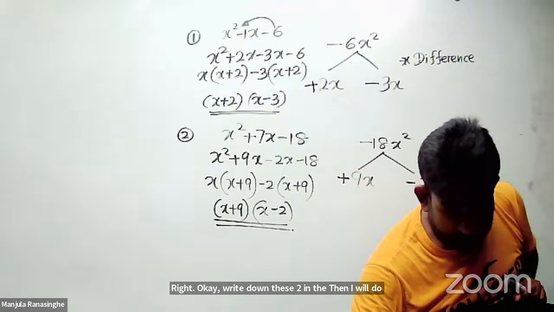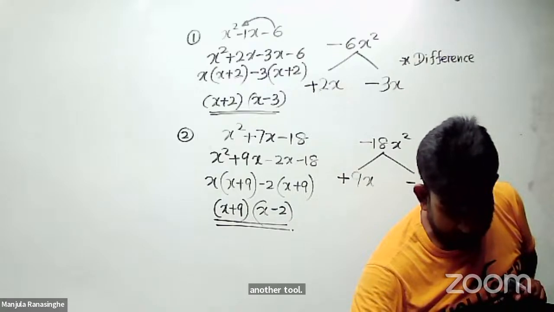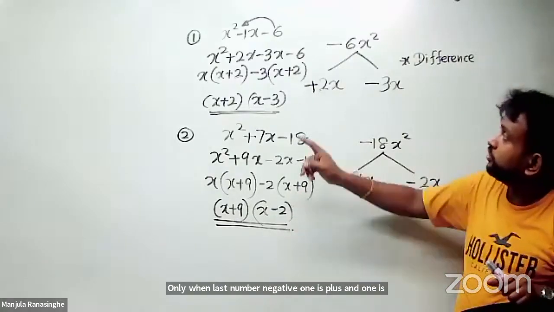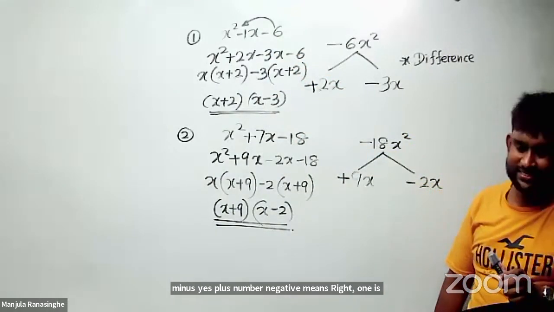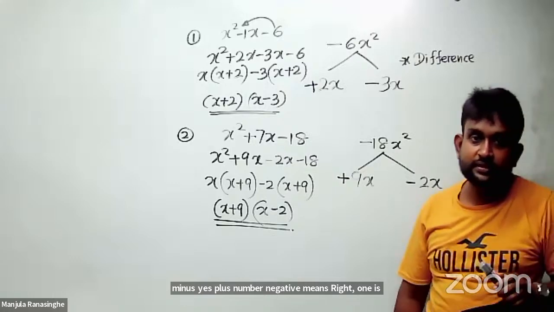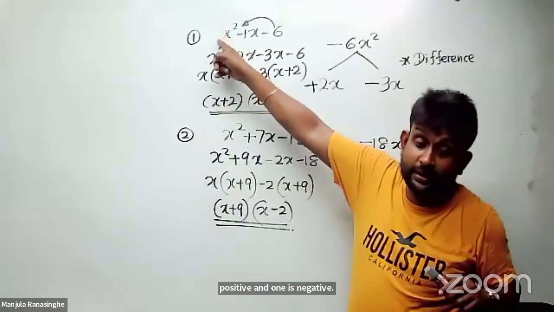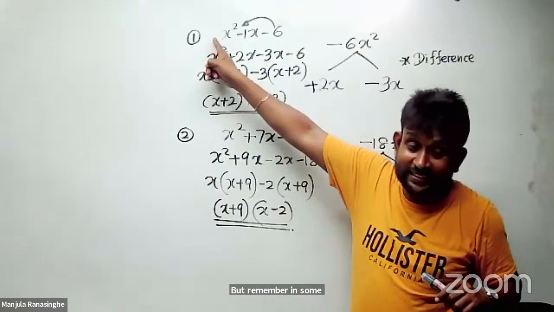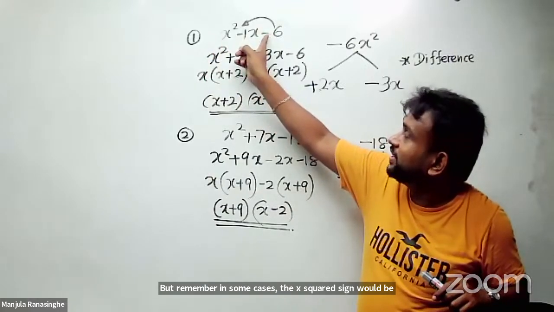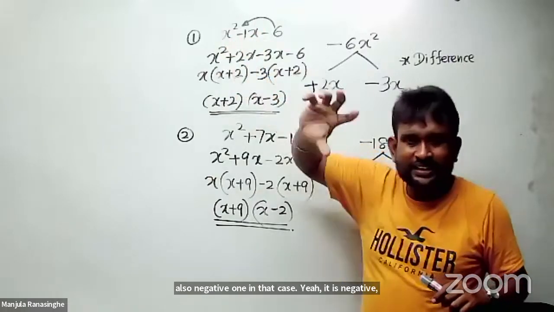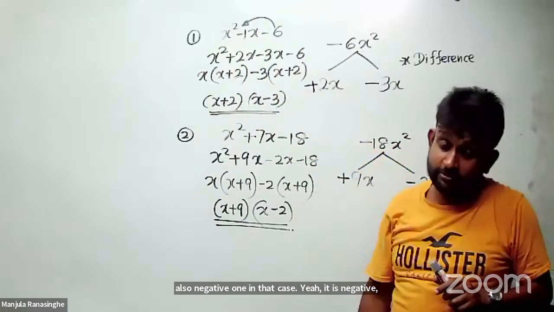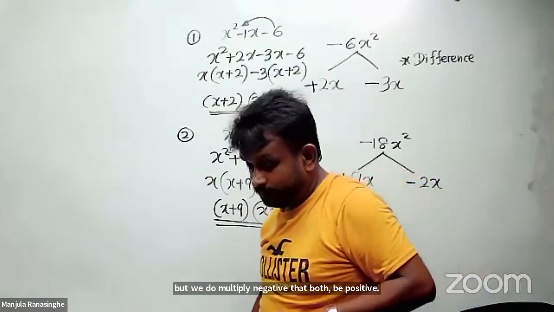Only when last number negative, one is plus and one is minus. Yes. Last number negative means, right, one is positive and one is negative. But remember, in some cases, here x squared sign would be also negative. In that case, here it is negative, but when you multiply negative, that both multiplication will be positive. That types are not in 10, but we learn in future.